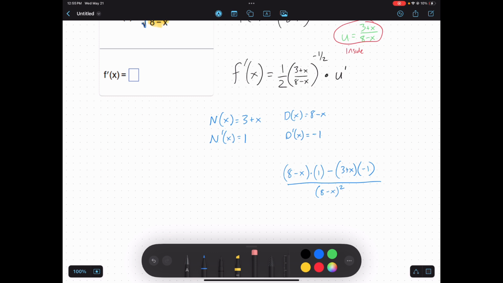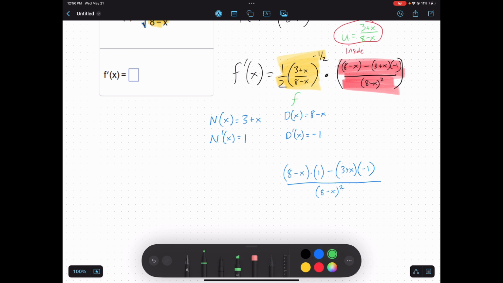So therefore, when I come back up here and complete my derivative, that's what I'm going to put in for the derivative of my inside function. So this now becomes 8 minus x times 1 is just 1 minus 3 plus x times negative 1 over 8 minus x squared. So let's make sure we have everything. Here's this piece right here represents the derivative of the outside function with the inside function plugged in, and then this piece over here represents that derivative of the inside function. And therefore, I've completed chain rule.